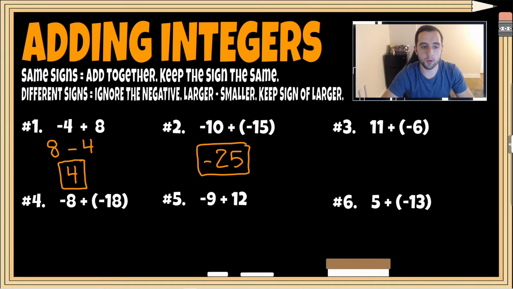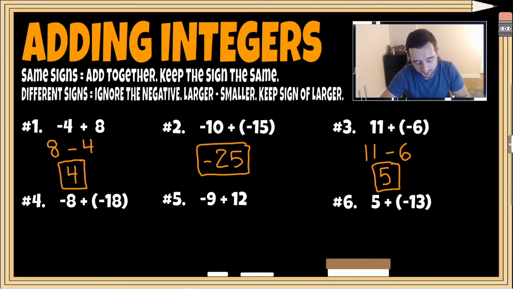Okay, moving on to 3, we have different signs again. So let's ignore our negative. Which one's larger, 11 or 6? Well, 11's larger, so take your larger minus your smaller. 11 minus 6 is going to give us +5. Then go back and take a look at your larger number. Well, 11's positive, which means my final answer also needs to be positive.